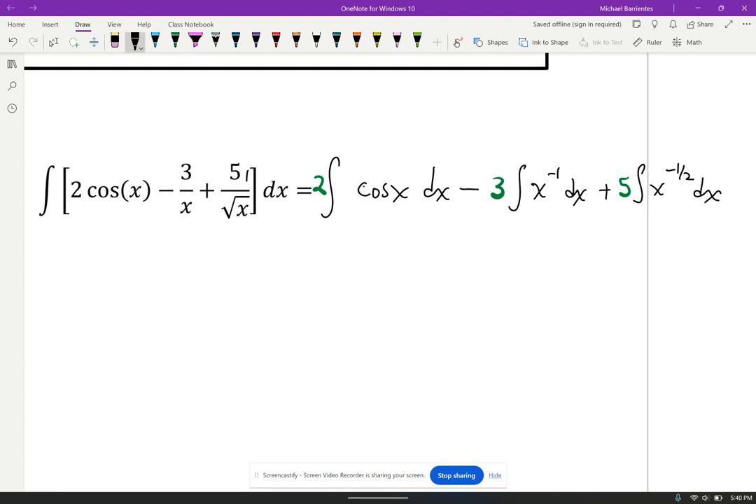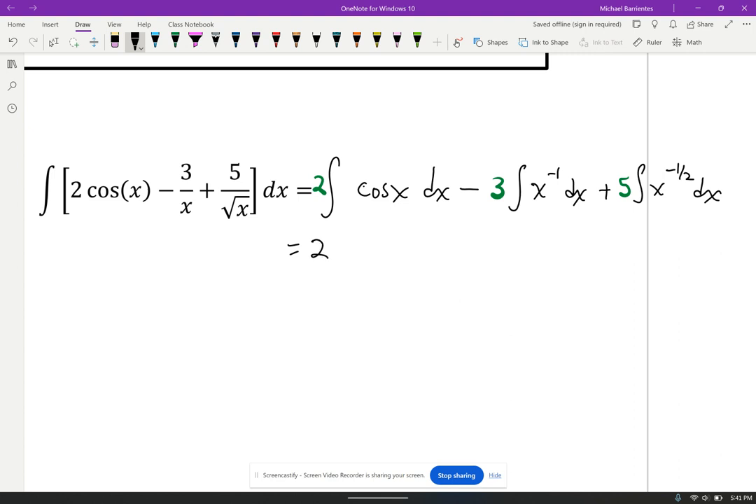So I want you to take a look. Everything that you see in green, that was part of a constant. That is a constant that was part of the integrand. And so I pulled it out to the front. And then make sure that you are getting how did I move this x to the top to get x to negative 1? How did I move the square root of x to the top, in order to get x to negative 1/2? Now let's take the antiderivative.